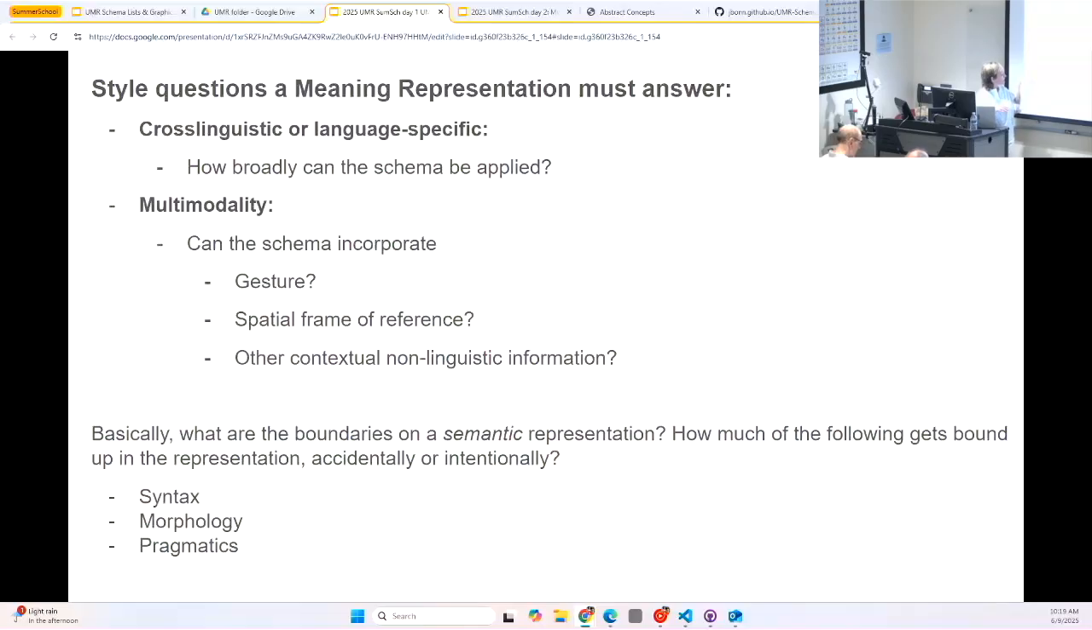And then, the idea is that we have these semantic representations. That's what we're going for. But it's virtually impossible to make a semantic representation that is just semantic. You end up with syntax bleeding into it. So how do you put bounds on your semantic representation? How much syntax do you allow to bleed into it? And how much pragmatics do you allow to bleed into it? And so on.